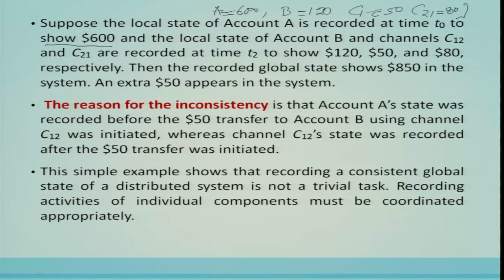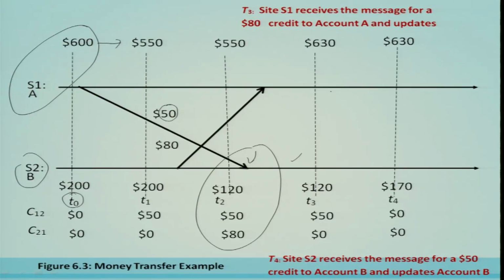So if you sum all the money, how much will it become? 850. That means 50 extra. So 50 extra will appear in the system. You can see here, initially A plus B is equal to 800, but this particular message to transfer 50 from A to B is in transit. So the global state is recorded, and then at time T2 this is recorded. 120 is basically the amount of B, and 50 and 80 are the channels. If you sum them, it will become 850. That means 50 will come extra.